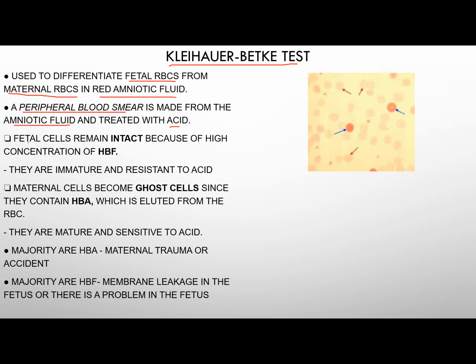So what happens here is that fetal cells would remain intact because of high concentration of HbF. HbF, class, would stand for fetal hemoglobin. So the fetal cells would remain intact because of high fetal hemoglobin. Now, the fetal cells are immature and are resistant to acid. So they would still be whole, buo pa rin sila class, because of their resistance to acid.